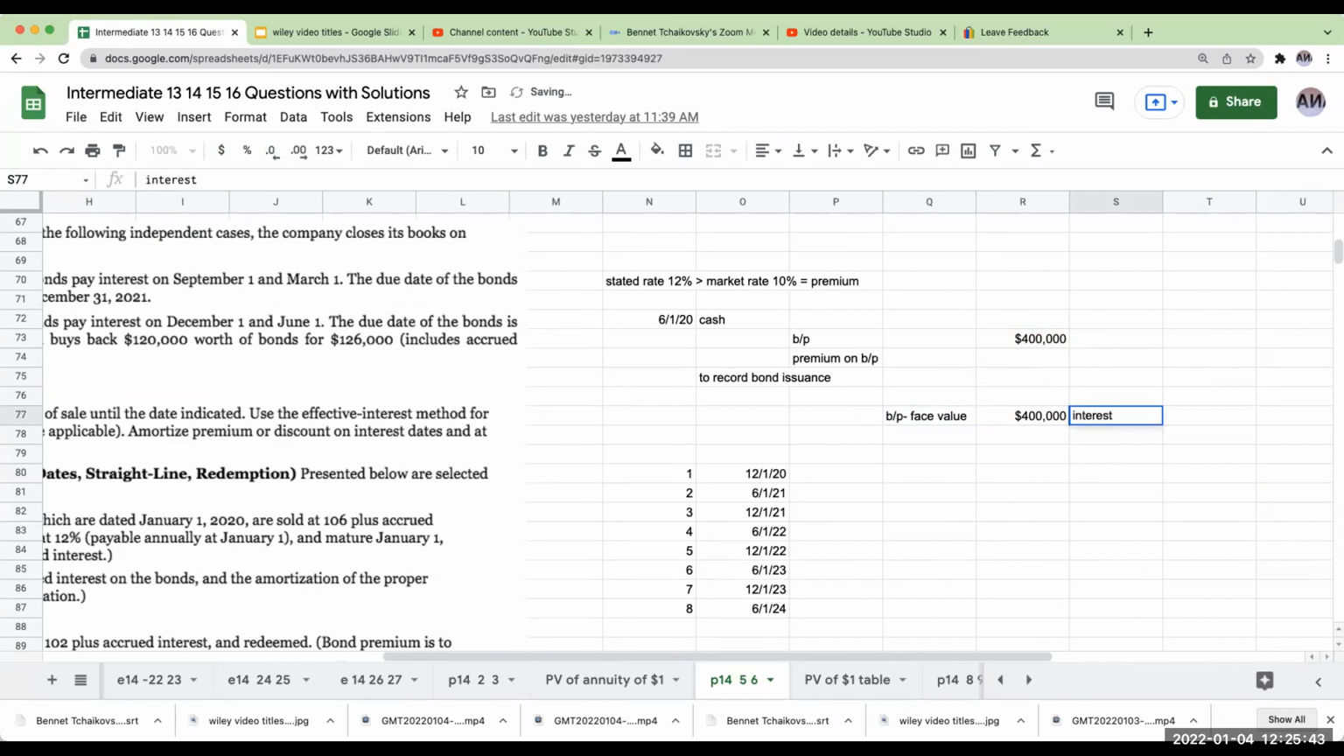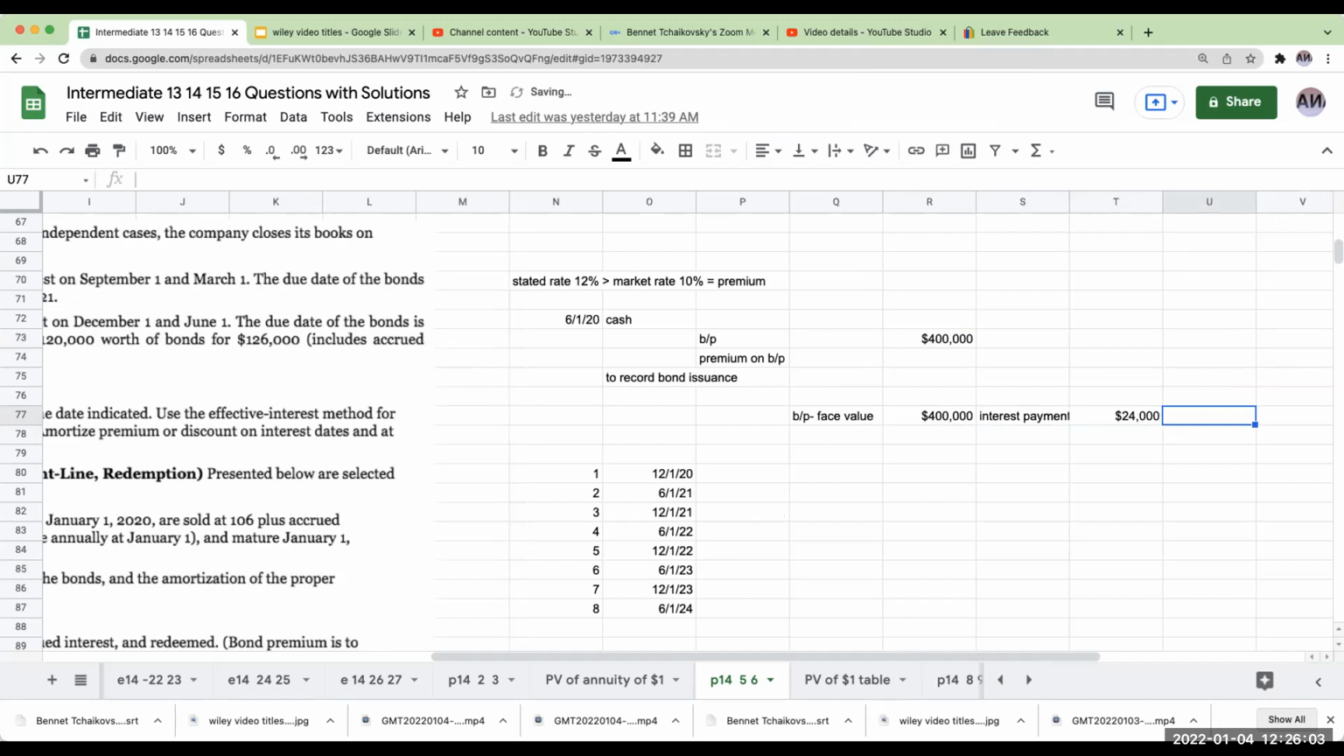My interest payment, my cash paid for interest, is going to be 400,000 times 12%. But since this bond is paying interest semi-annually, it's going to be done by half. Okay, so bond payable face value, 400,000. My interest payment is 24,000, which is 400,000 times 12%, but that's an annual rate times 6/12, semi-annual.